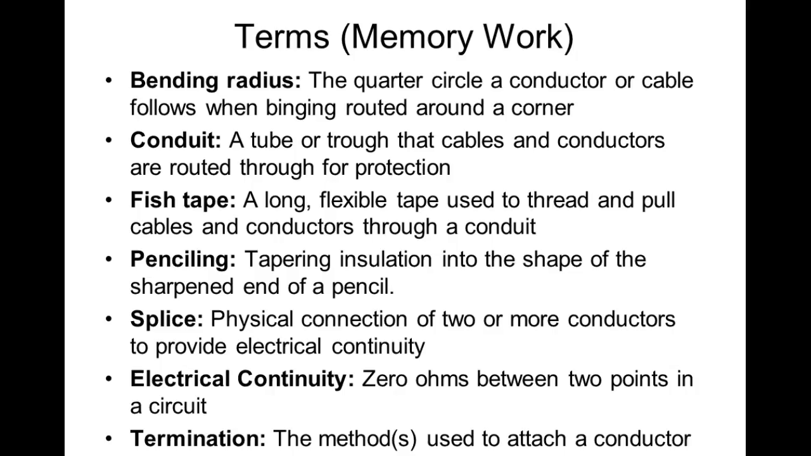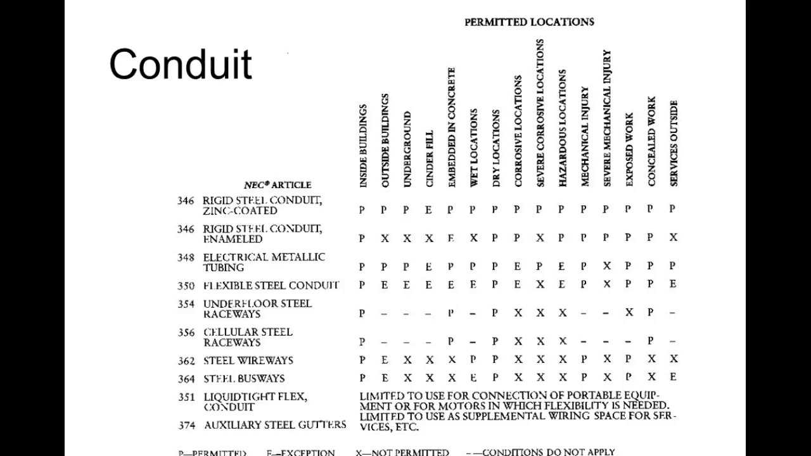Conduit. So what is conduit? It's a tube or a trough that we route cables or conductors through to protect them. Everybody understand that? So we have different types, and we'll try to go over to the motor control, the commercial wiring lab, either at the end of this class or Wednesday, and look at some of the conduit over there and some of the fish tape and some of the stuff that they do in that class.